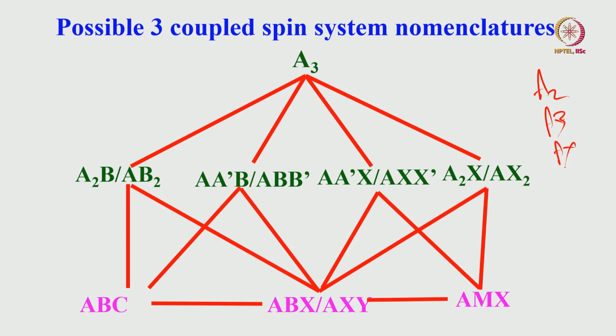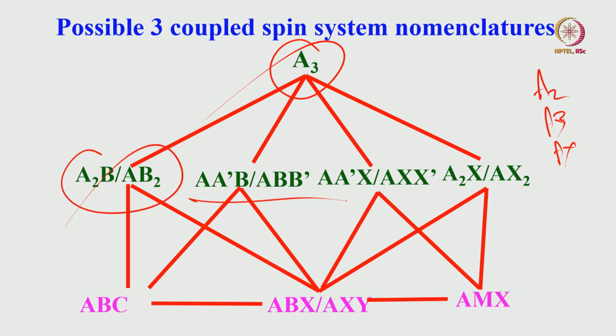If you go to the 3 spin case, you can get plenty of possible combinations. It can be A3, A2B, AB2, AA prime B, AA prime X, A2X, AX2, ABC, ABX, AXY, AMX, so varieties of combinations you can think of.